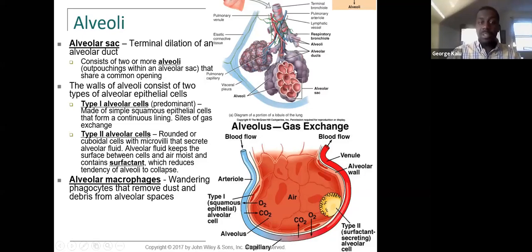Each of the alveolar sacs will contain multiple alveoli in them. These alveoli would be each of these individual grapes inside of our cluster here. Each of the alveoli are going to share a common opening into the alveolar ducts, and the alveoli are going to be important because this is where gas exchange will actually take place in the lungs.